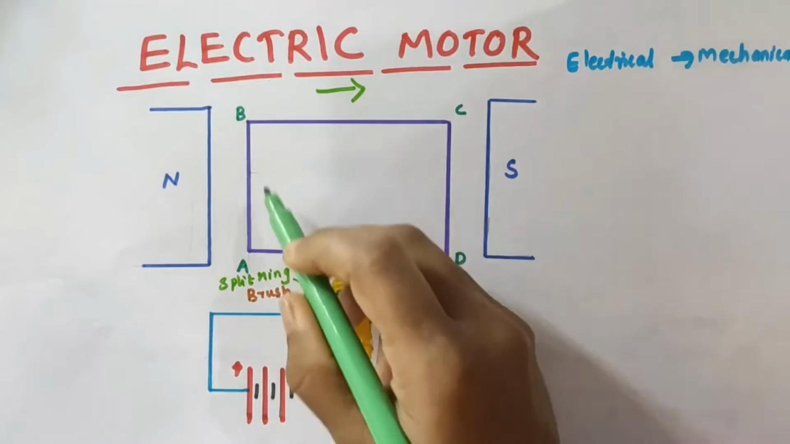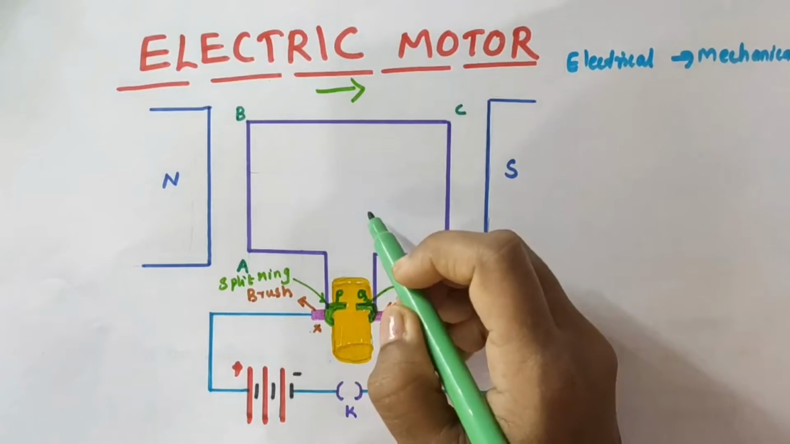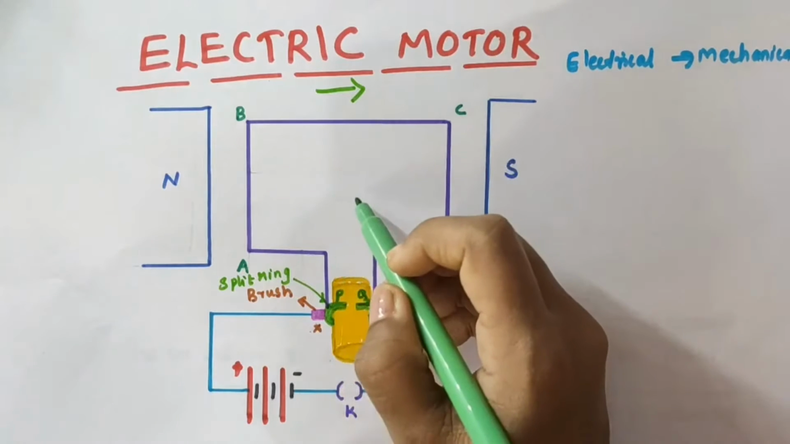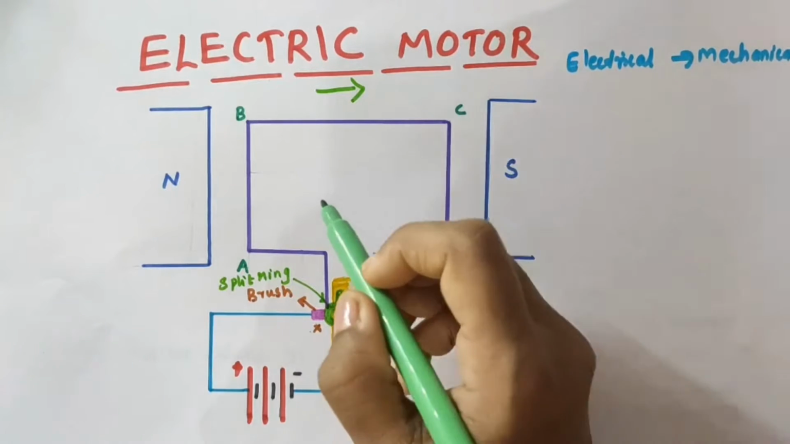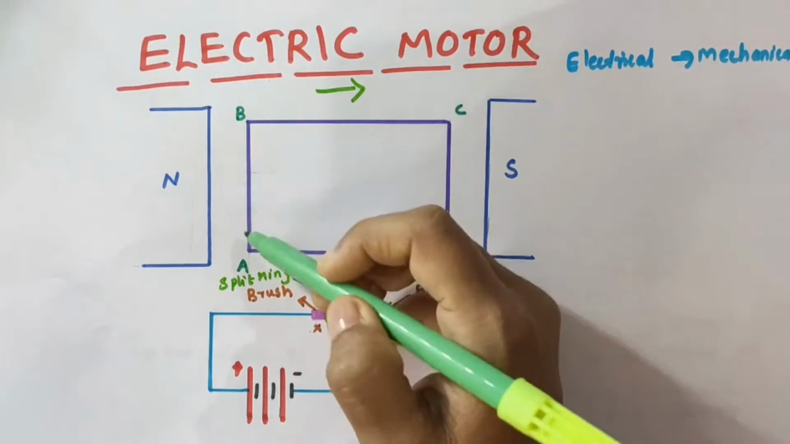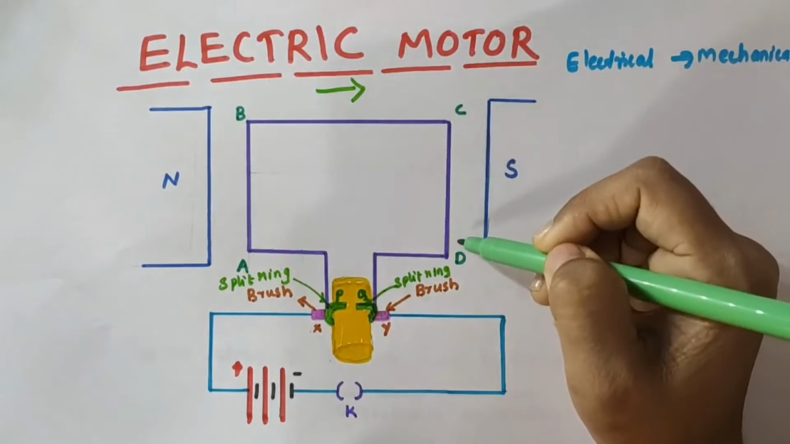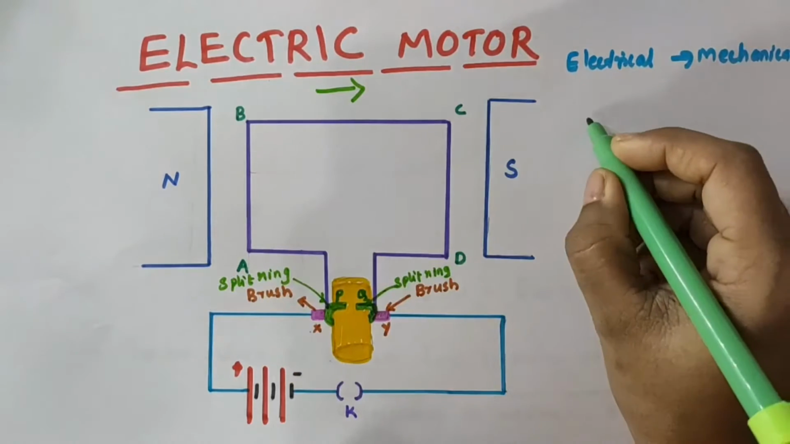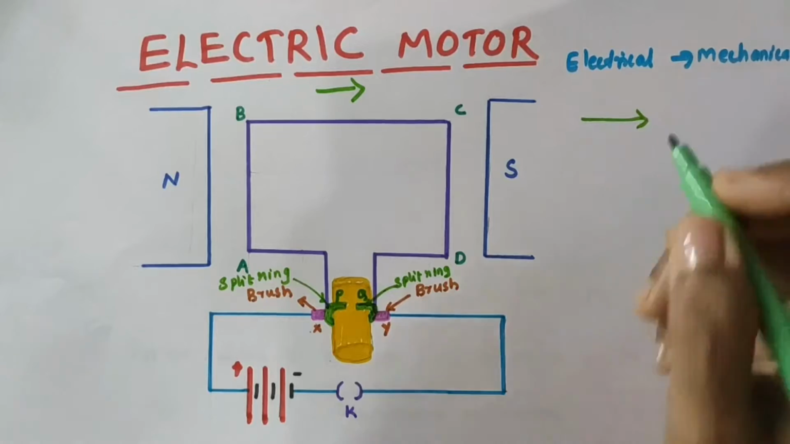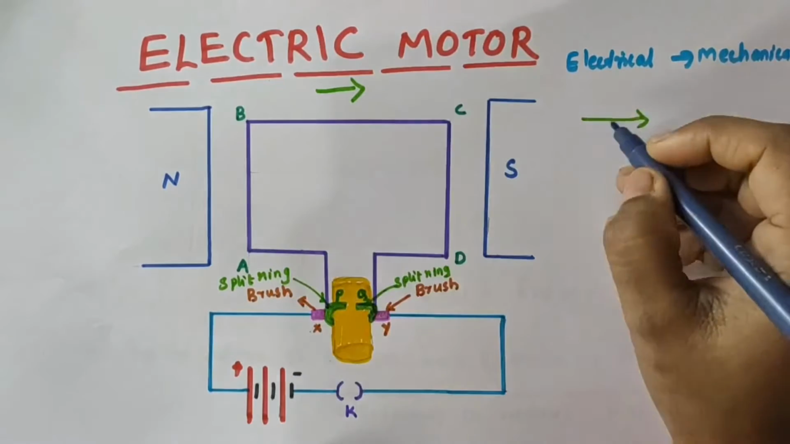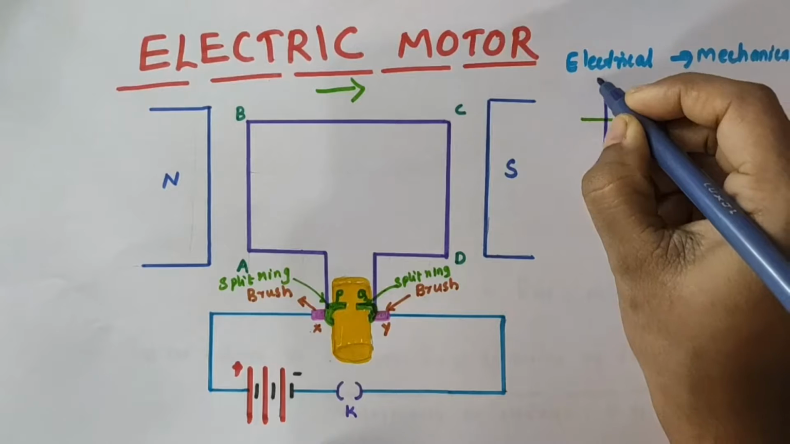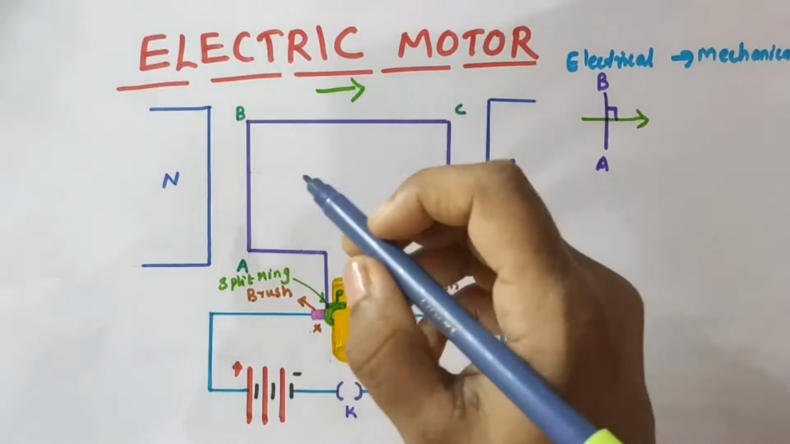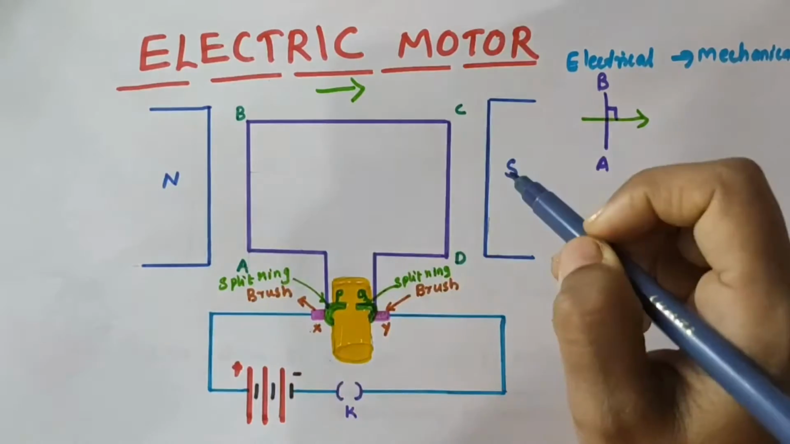Okay, the coil ABCD is placed between the north and south pole. So the coil is in the magnetic field very clearly. The coil is placed in such a way that the arms AB and CD of the rectangular coil are perpendicular to the direction of the field. You can see the magnetic field is left to right, and the arm AB is up to down. You can see they are perpendicular. Okay, so this is important. Now see how they behave here.